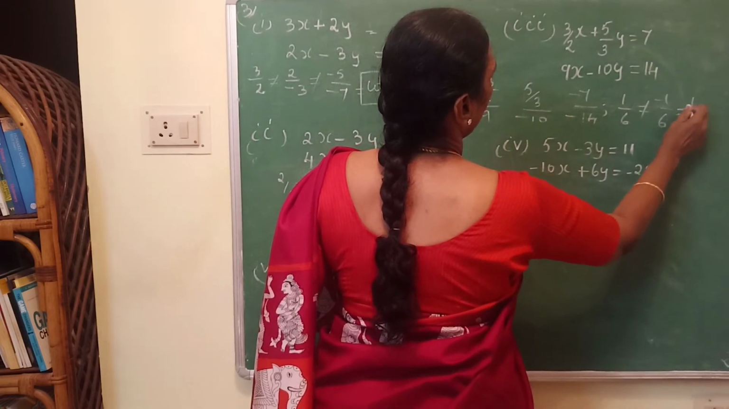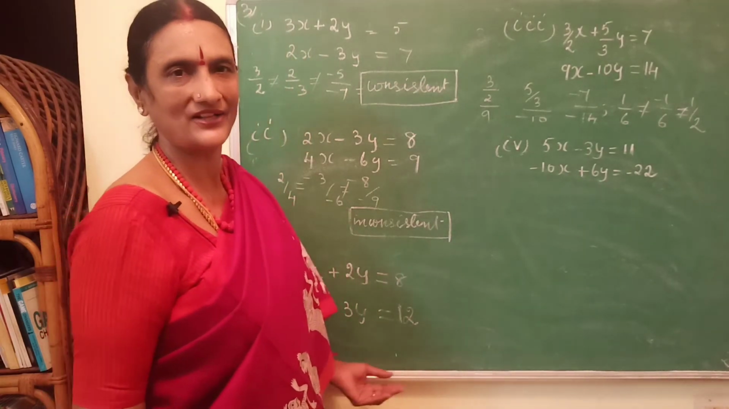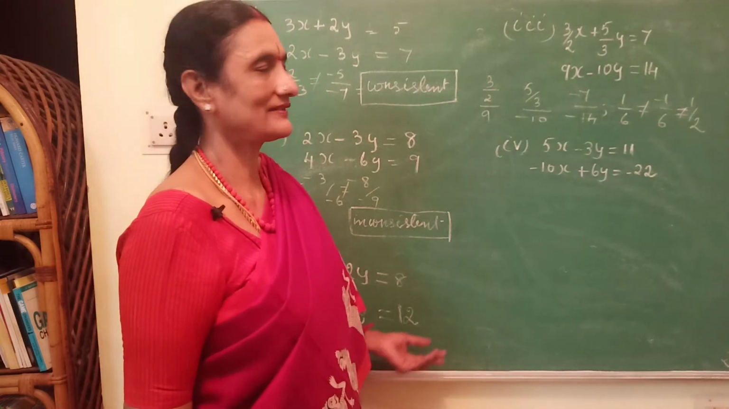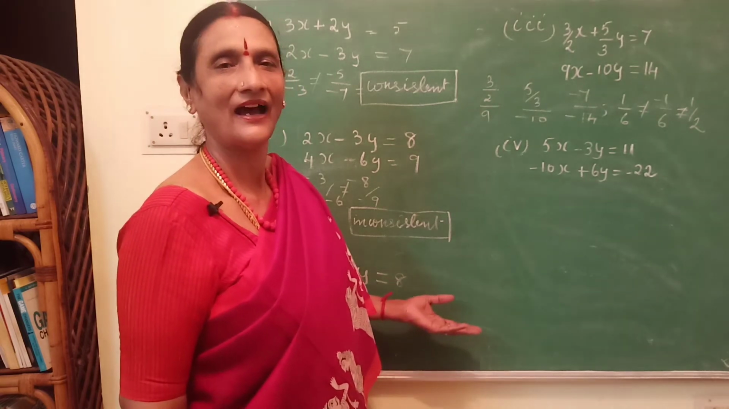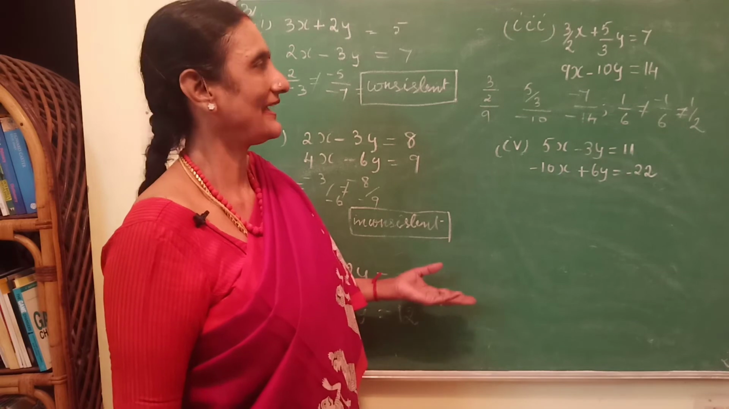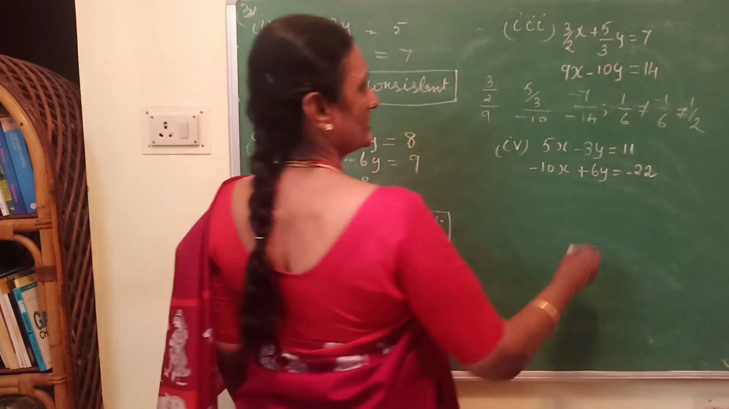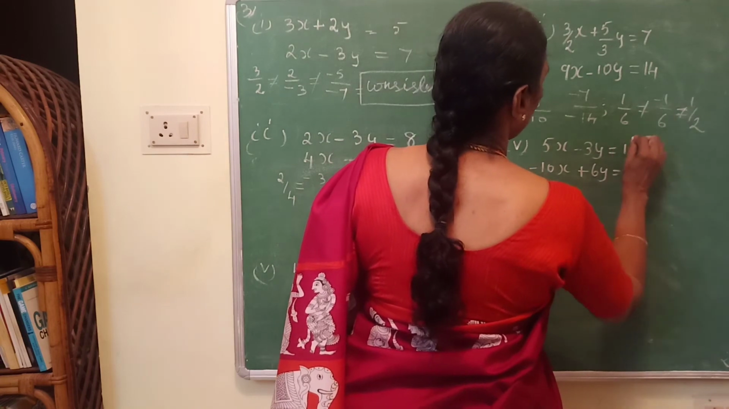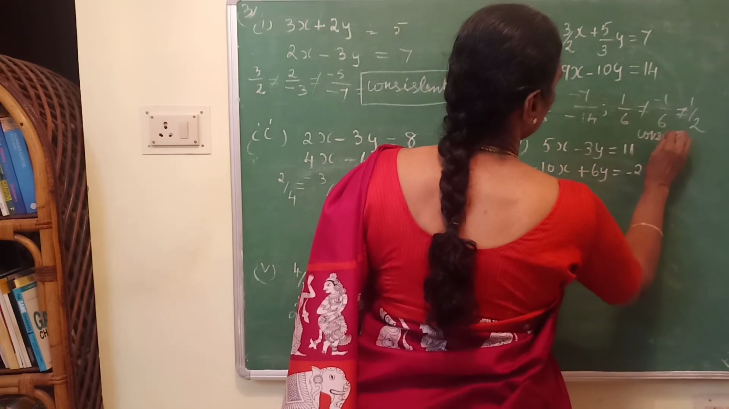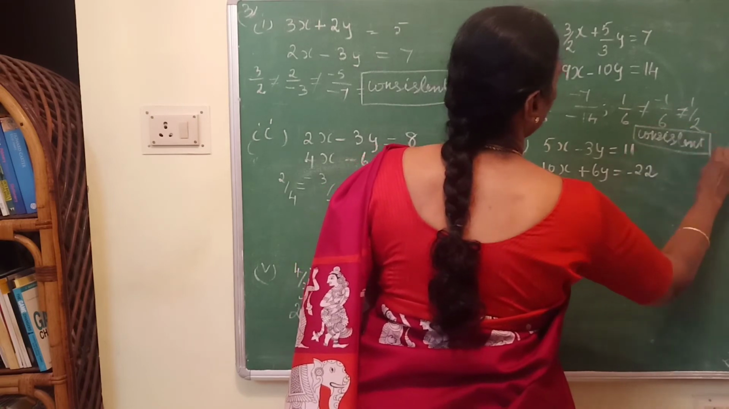All the three ratios are different. We don't get equal ratios. Therefore, these solutions are unique. And these two represent a set of intersecting lines. Therefore, we get the equations are consistent. So, we will write here the equations are consistent.